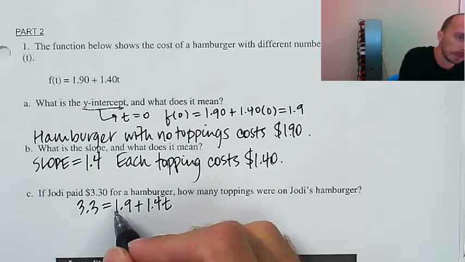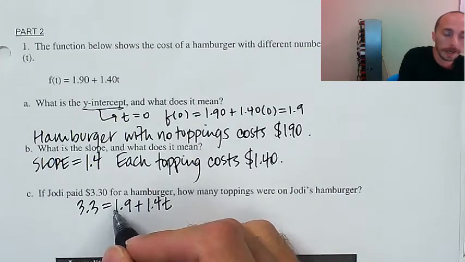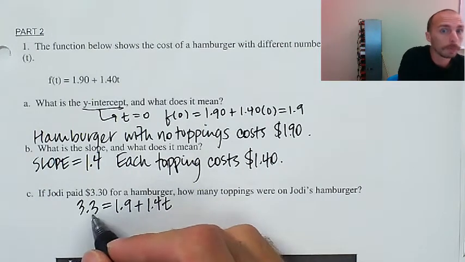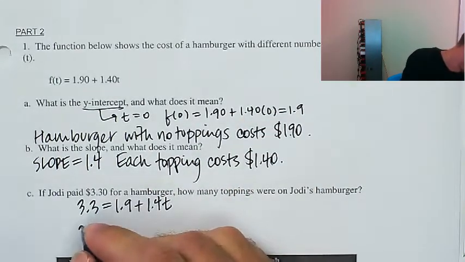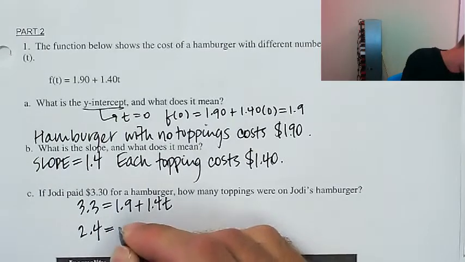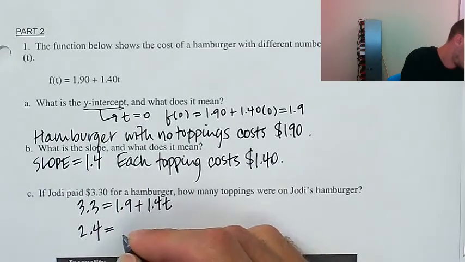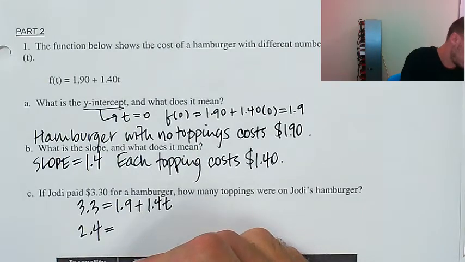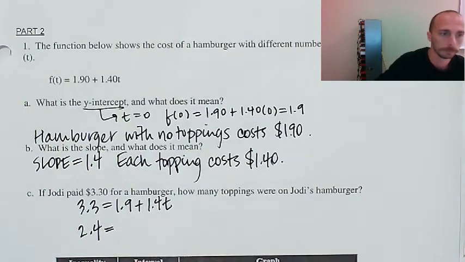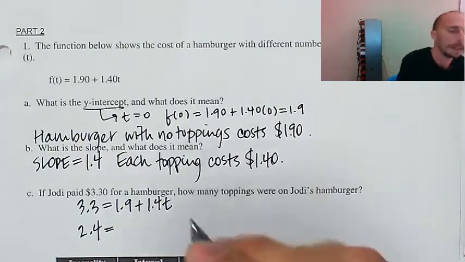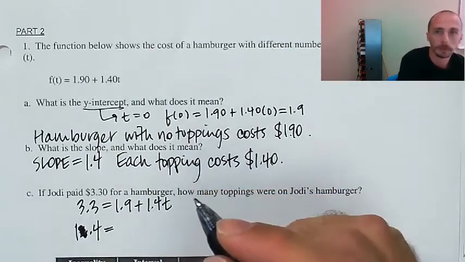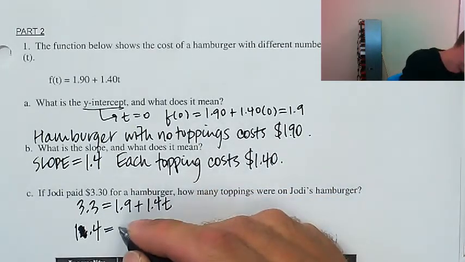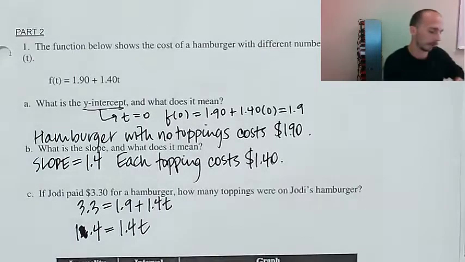3.3 minus 1.9, that's going to be, okay, well 3.3 minus 1 would be 2.3. And then if I subtracted 2, that would be 1.3, so it should just be a little bit bigger than subtracting 2. So that's why I'm thinking 2.4. Hold on. I said 1.4, but then I wrote 2.4. I was like, how is that going to divide evenly? And I don't think you can get a half of a topping, right? 1.4 equals 1.4 times t. Yes, okay, there we go.